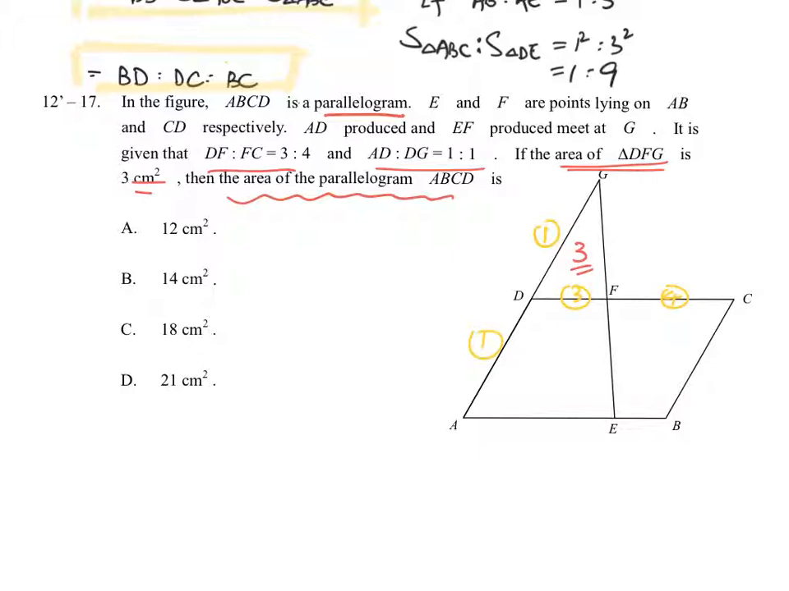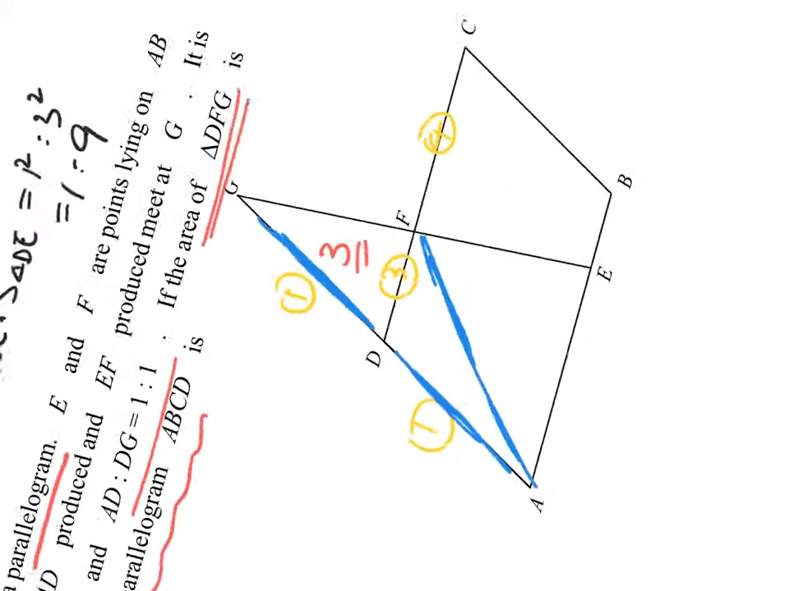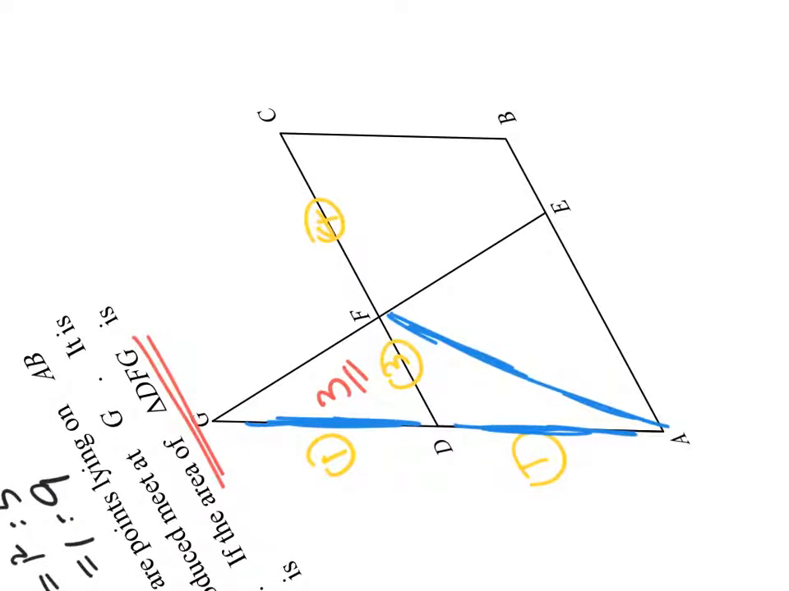Now in the question, how about we look at the bases DG and AD first. In order to use technique 1, you need to add the line AF. When you turn the picture, you will see the triangles, okay, let's have some colors. Triangle ADG and triangle ADF share the same height. Because of the ratio 1 to 1, the area of triangle ADF will be equal to 3.